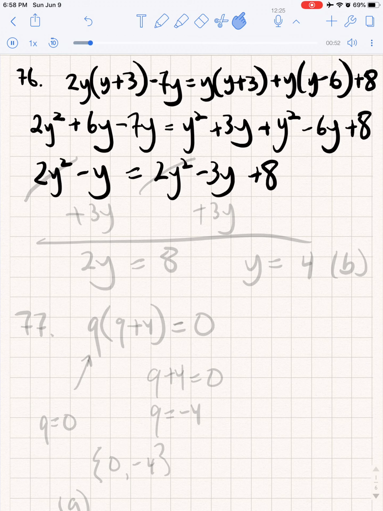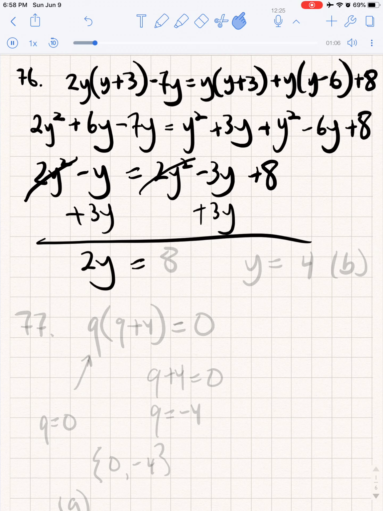Now, what can we do here? These cancel, and I move this to the other side to keep it balanced. Now I have 2y equals 8. Therefore, y equals 4, which is choice B.